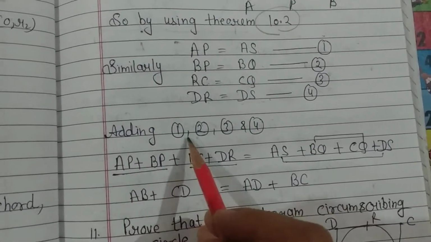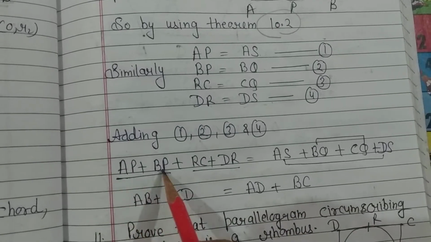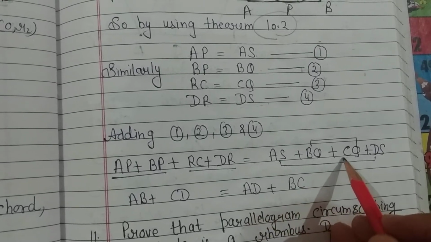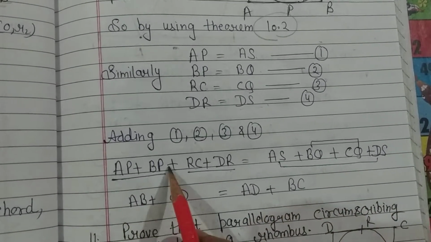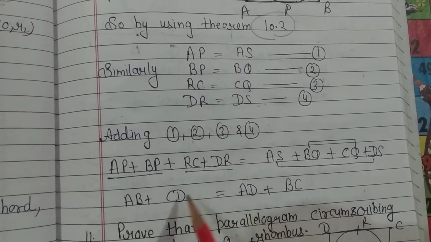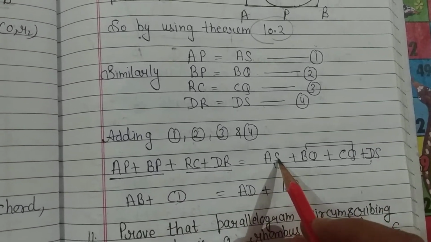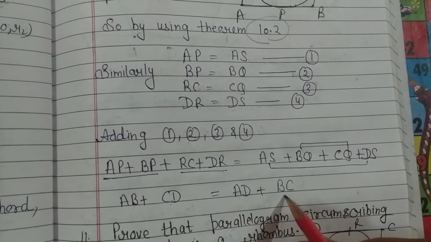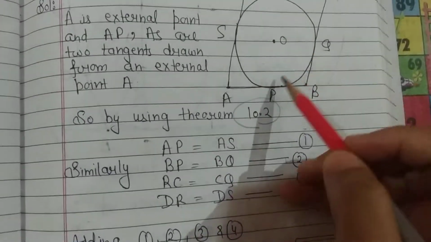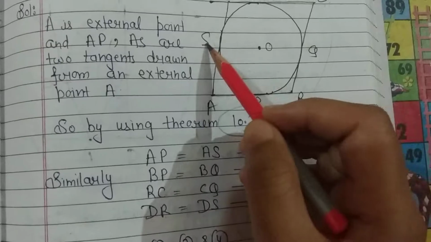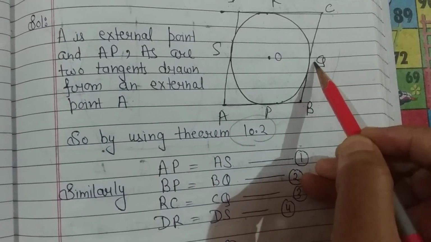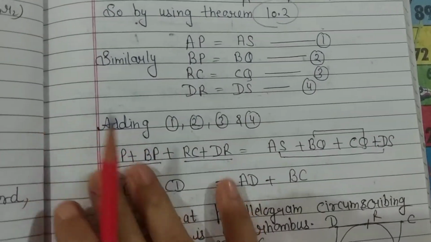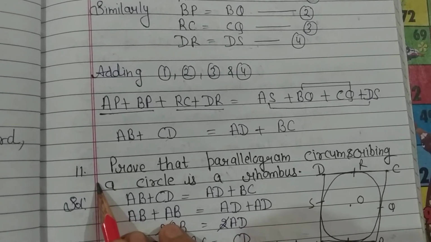Now adding all the four equations, AP plus BP plus RC plus DR is equal to AS plus BQ plus CQ plus DS. Now AP plus BP is AB and RC plus DR is CD. And AS plus DS is AD and BQ plus CQ is BC. So it is proved that the sum of the opposite sides of a quadrilateral are equal if the quadrilateral is circumscribing a circle.